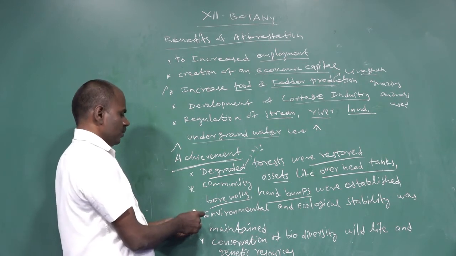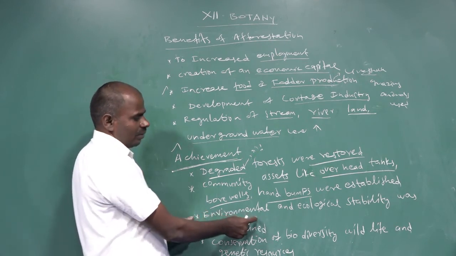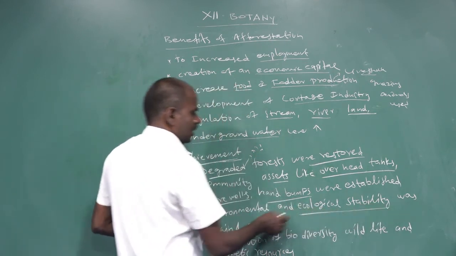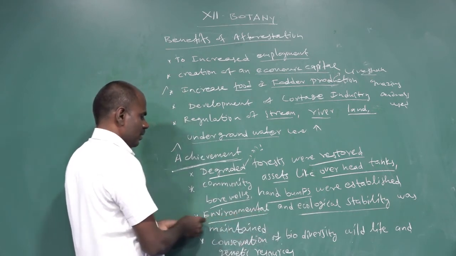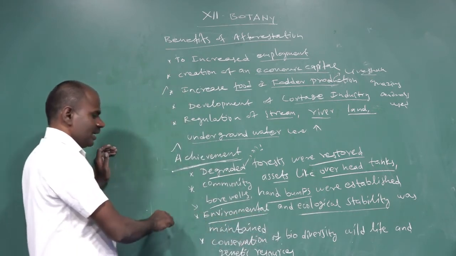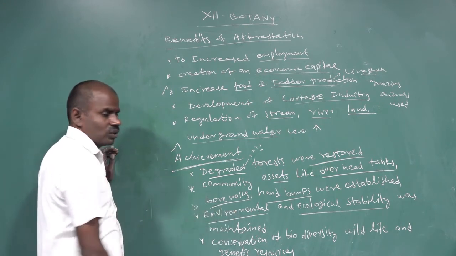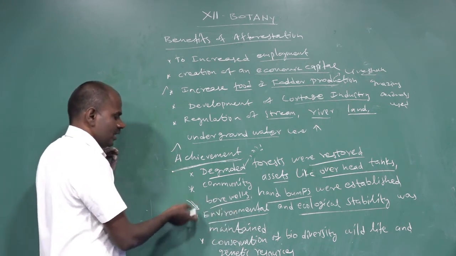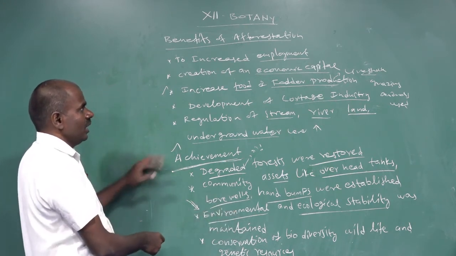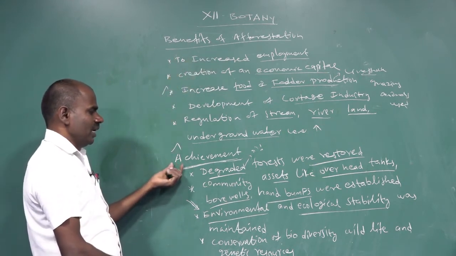Then from afforestation programs we got the achievements of environmental and ecological stability. What is environmental? Environmental means the interrelationship between living and non-living sources. That is called environment. Ecological balance is maintained through the afforestation program. These are the main achievements.